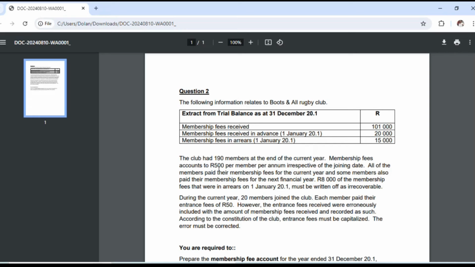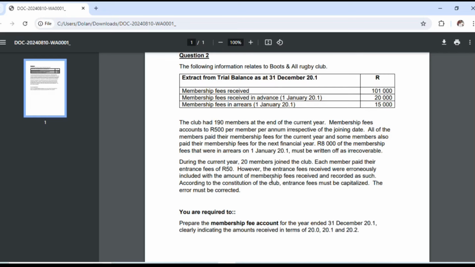They're saying the following information relates to the Boots and All Rugby Club. Extract from trial balance as at 31st December 2001. Membership fees received 101,000. Membership fees received in advance on the 1st of January 2001, 20,000. Membership fees in arrears on the 1st of January 2001. Remember, arrears means accrued, right? Membership fees accrued.